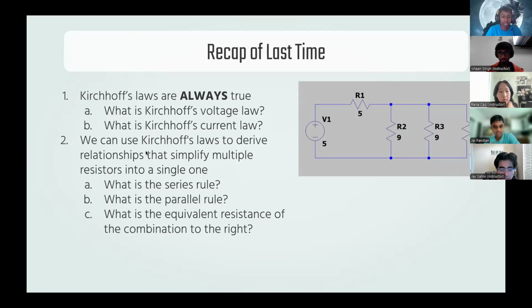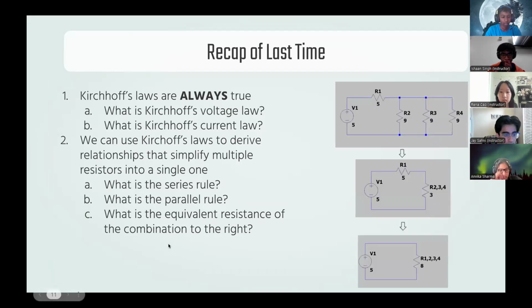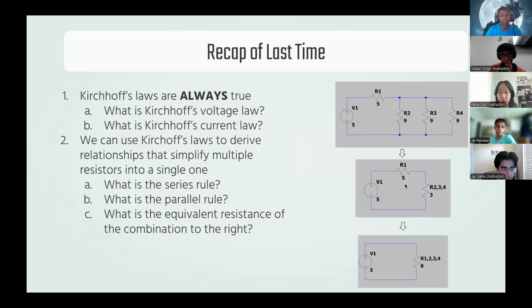Okay, so I did 1/9 plus 1/9 plus 1/9, which is 0.33 repeating. And I did 1 over 0.33 repeating, which is 3. And that is all the parallel resistors added up. And then 3 plus 5 is 8. Yeah, exactly. So we can simplify R2, 3, and 4, which are in parallel, to get a total of 3. And then we can add that with R1, which is 5, to get 8.